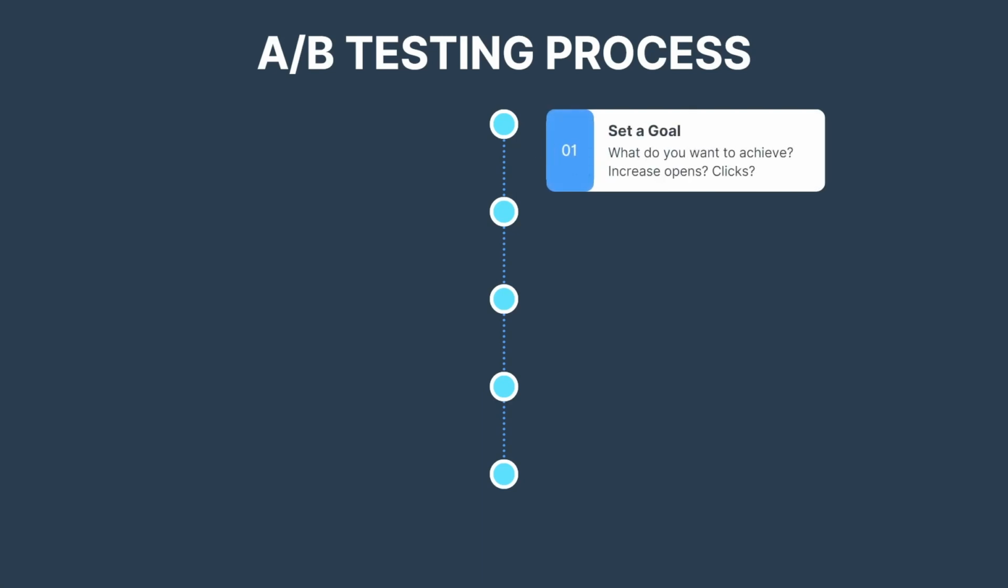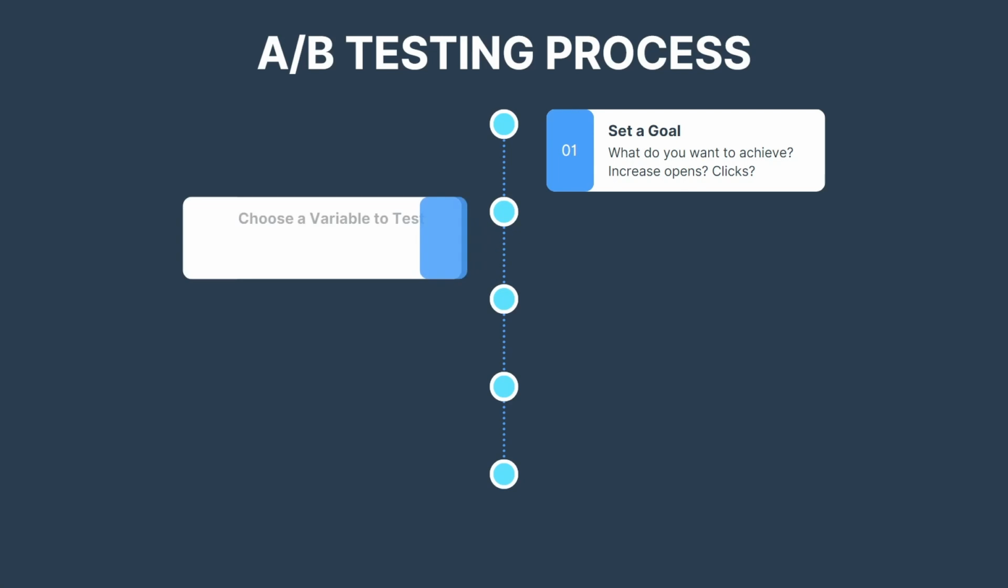First, you want to set the goal for your A/B test. What exactly are you trying to achieve? Are you trying to increase open rates, clicks, or conversions? Setting your goal helps you choose the variable you're going to test. For example, if you wanted to improve your open rate, you could test your subject line. If you were looking to improve your click-through rate, you could test your call to action. It's important to only test one variable at a time so you know exactly how it impacts your results.